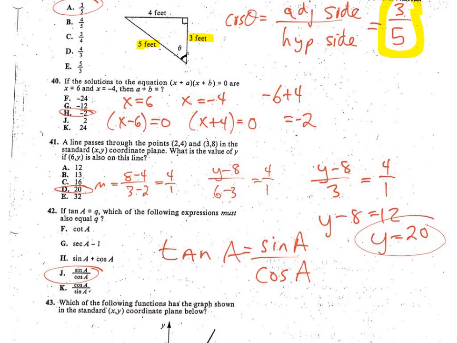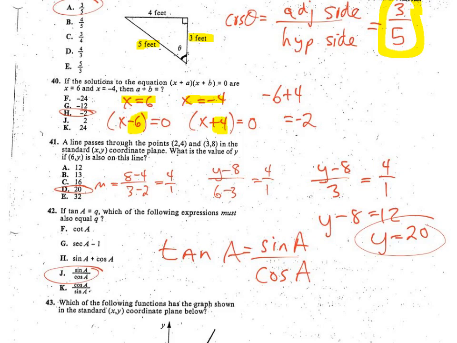For number 40, we're working backwards. They're telling us that the solutions are 6 and -4. Since we're looking for it in factored form, we simply subtract the 6 over and have x minus 6 equals 0. We add the 4 over and have x plus 4 equals 0. So therefore our a is -6 and our b is 4, and -6 plus 4 gives us a value of -2.